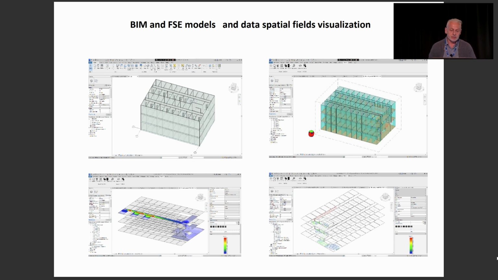At the bottom there are images of data, the results of the simulation that can be seen like spatial fields or vector fields.